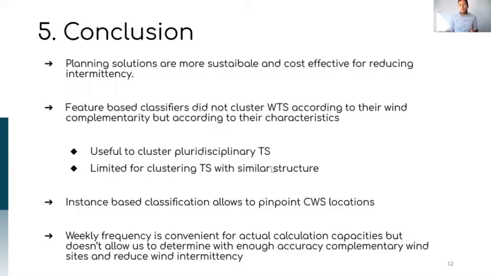It is useful for pluridisciplinary time series, but it is limited on time series with similar structure as our own. And there was instant-based classification, which allowed us to get a better classification of the wind time series and to pinpoint complementary wind locations. Even if it is a meteorological topic, a statistician now is able to identify them thanks to dynamic time warping. Weekly frequency is convenient for actual calculation capacity, but doesn't really allow us to determine with enough accuracy complementary wind sites and reduce wind intermittency.